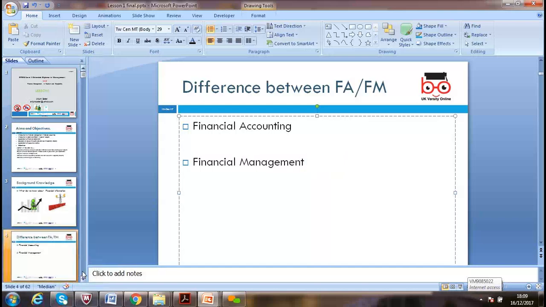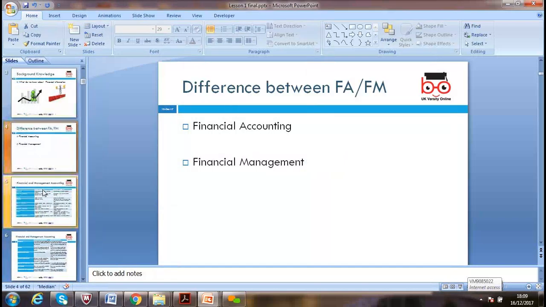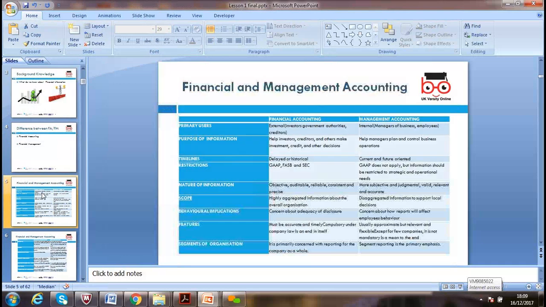Okay. Next, we have a slide. There is a difference between financial accounting and management accounting or financial management.